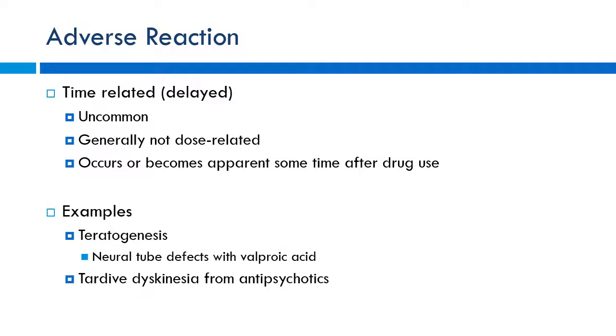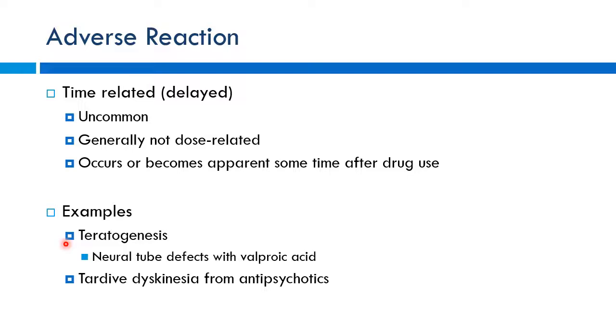Some of these are just going to be time related, so it's not necessarily related to the dose, but these tend to be uncommon as well, and usually become apparent after the patient's been taking the drug for quite some time. So a good example of this would be something like teratogenesis. Anyone familiar with that term, teratogenesis? What is that? Kind of birth defects caused to a fetus due to maternal drug exposure to the mom, right?